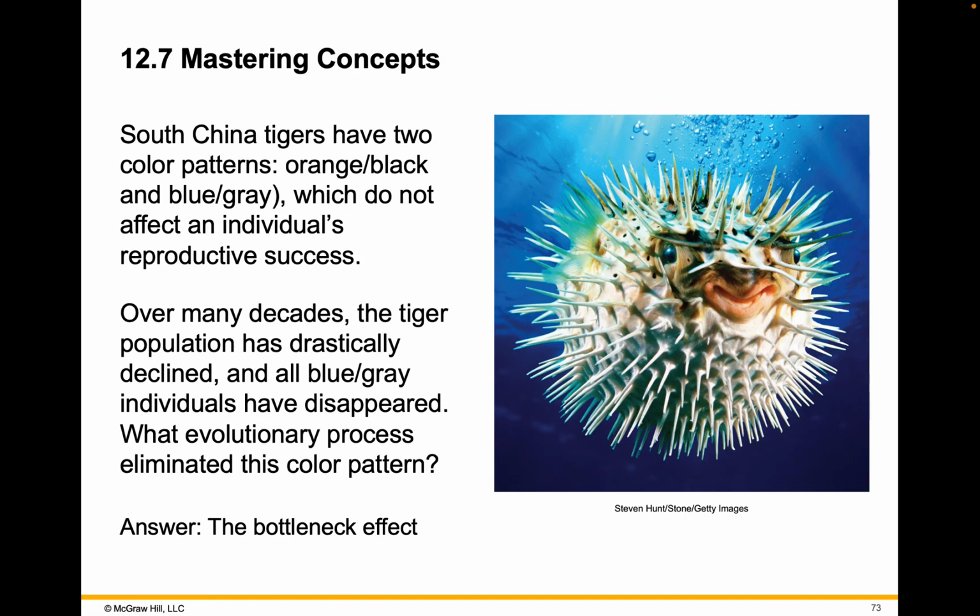All right, mastering concepts. So South China tigers have two color patterns, orange and black or blue and gray, which don't affect an individual's reproductive success. Over many decades, the tiger population has drastically declined, and all the blue-gray individuals have disappeared. What evolutionary process eliminated this color pattern?